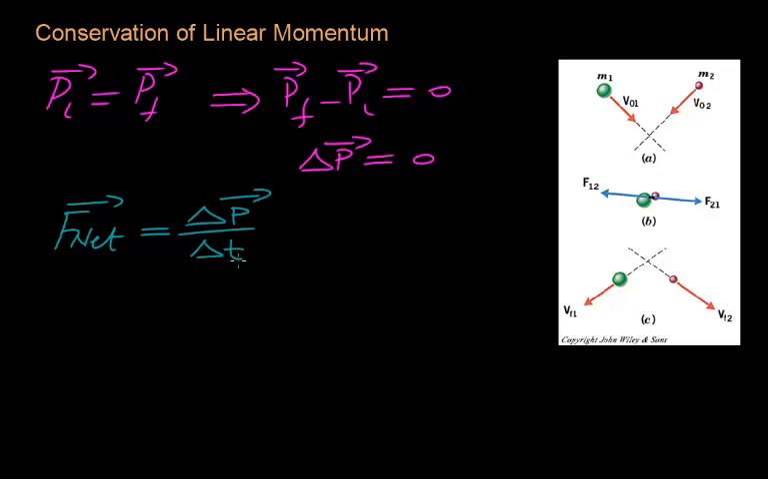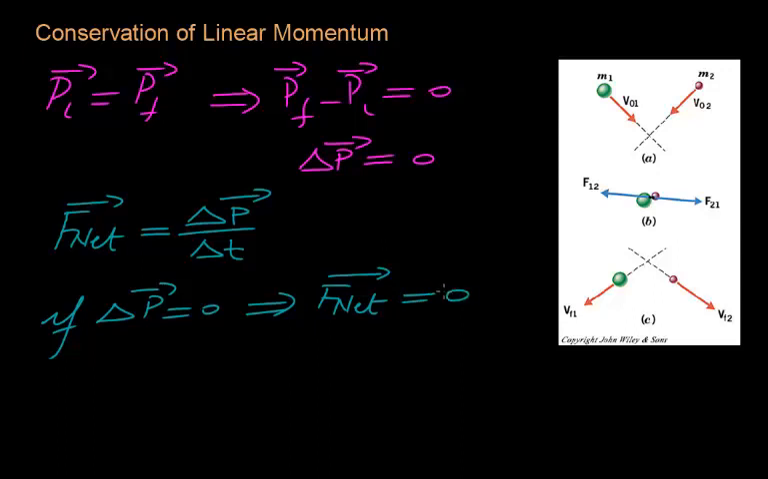If you want the momentum to be conserved, which means you want the delta P to equal 0, the only way the delta P can be 0 is when the F net equals 0. And this is the condition that we all must know that causes the momentum to be conserved. In order for the momentum to be conserved, the net force needs to be 0.